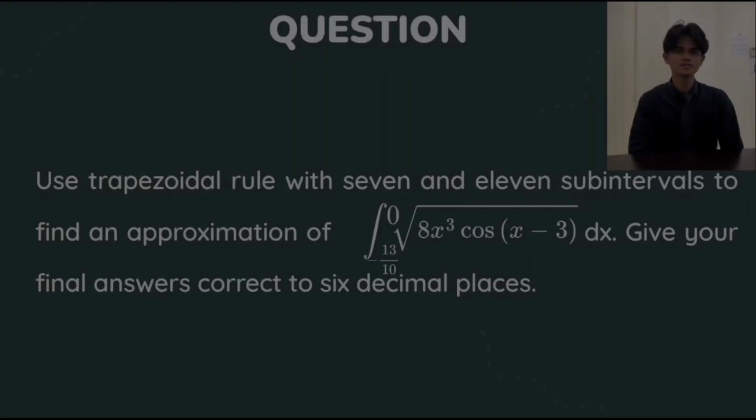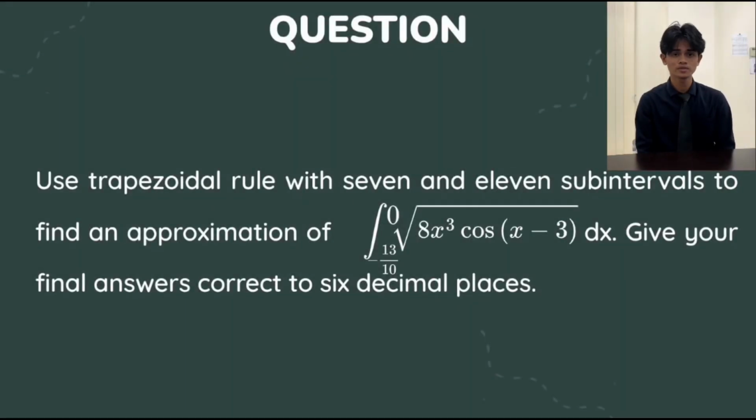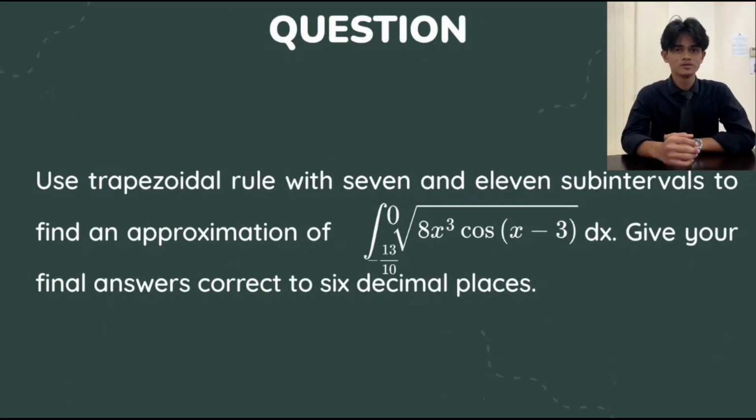For task 2, we've been given a question to use the trapezoidal rule with 7 and 11 sub-intervals to find an approximation of the integral of 8x cubed cos x minus 3 dx, with the limits from negative 13/10 to 0. And we have to give our final answer correct to 6 decimal places. What is the function of the trapezoidal rule? The trapezoidal rule is used to approximate the area under a graph.